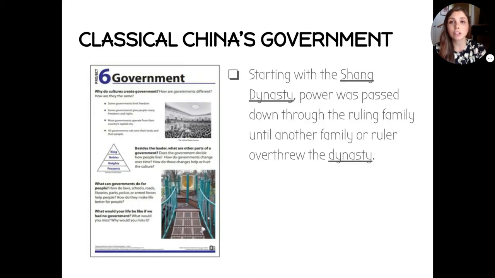So our posters in terms of classical China's government. Why do cultures create government? How are governments different, and how are they the same? So starting with the Shang Dynasty, power was passed down through the ruling family until another family or ruler overthrew the dynasty. So one person would rule, and then when they passed on, the next person in their family would take over, and it would go through this family until another family became more powerful and overthrew them and took over, and we started a new dynasty.